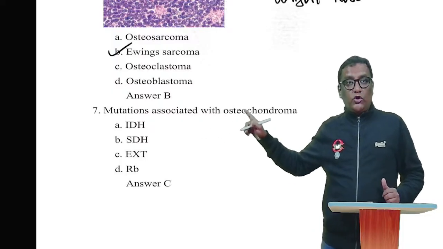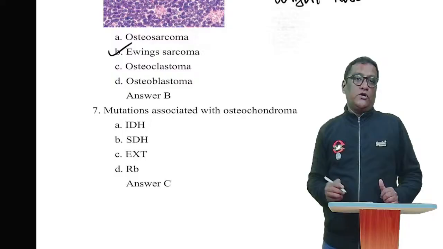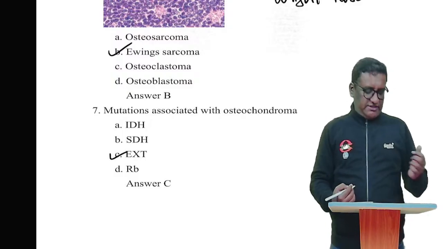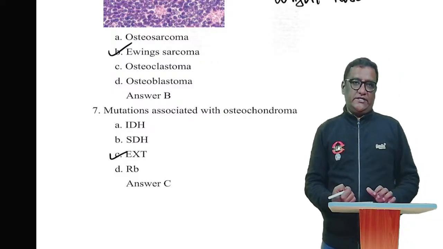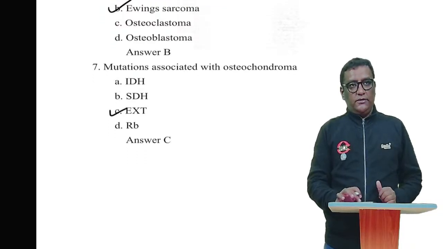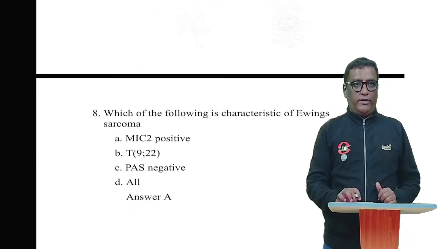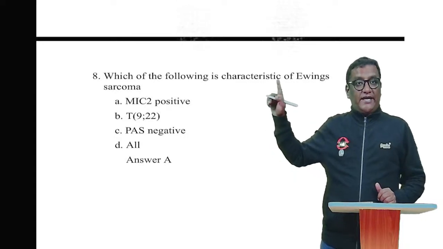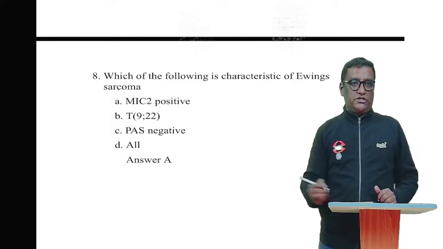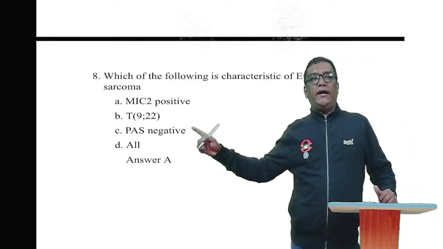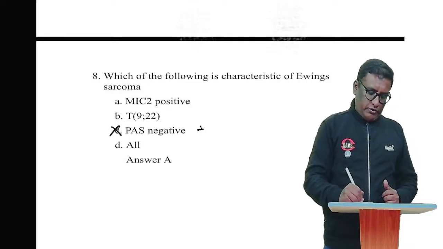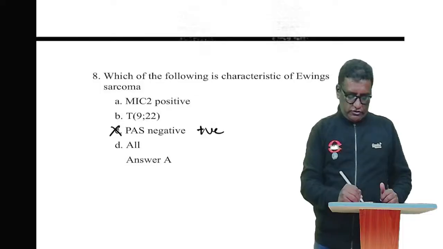Mutations associated with osteochondroma. Osteochondroma mutations are EXT1 and EXT2 mutations. Osteochondromas, right? Yes, that is your mutation associated with osteochondroma. Next, which of the following is characteristic of Ewing sarcoma? MIC2 positive, translocation 9;22, and PAS negative, all of the above. PAS negative is wrong. It will be PAS positive, by the way. So that is why all of the above is also ruled out.